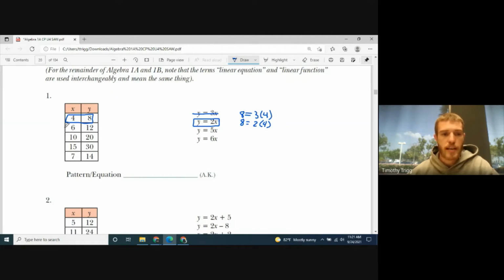So let's go ahead and check a second point. Let's check 6, 12. So I'm going to replace the x with 6 and the y with 12. So that's 12 equals 2 times 6. Is that true? Yes, 12 does equal 2 times 6. So yes, multiple points work for this equation. So I know that that's the correct equation.